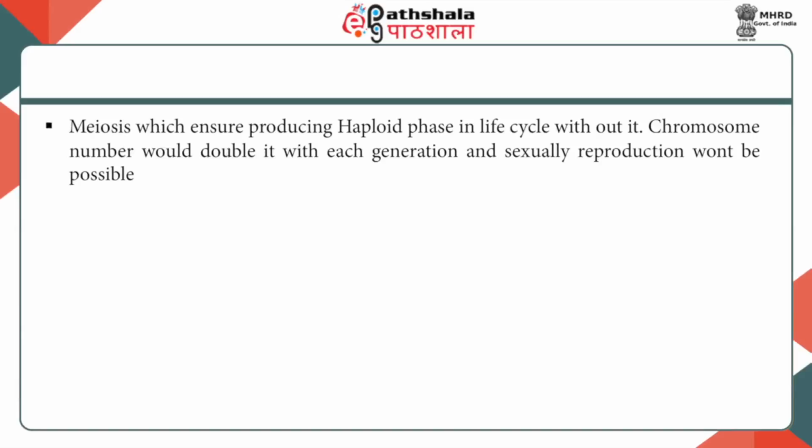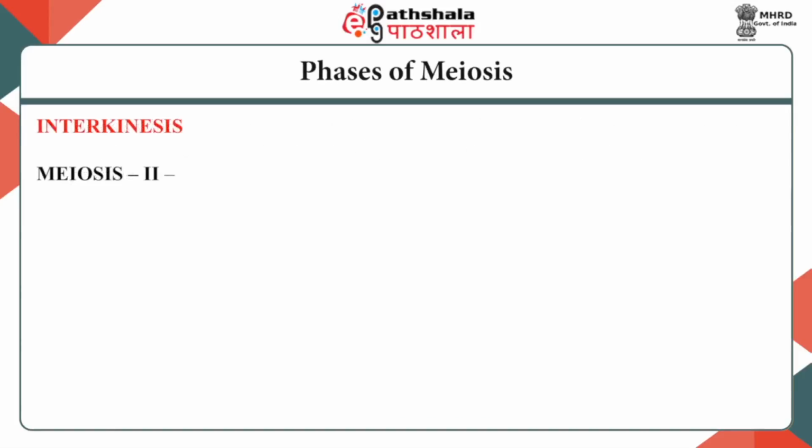So, meiosis ensures production of haploid phase in the life cycle. Without it, chromosome number would double with each generation and sexual reproduction wouldn't be possible. The event is divided into two phases, meiosis 1 and meiosis 2. Meiosis 2 is referred to as equational division, with a gap in between known as interkinesis. Now I'll discuss these phases in detail.